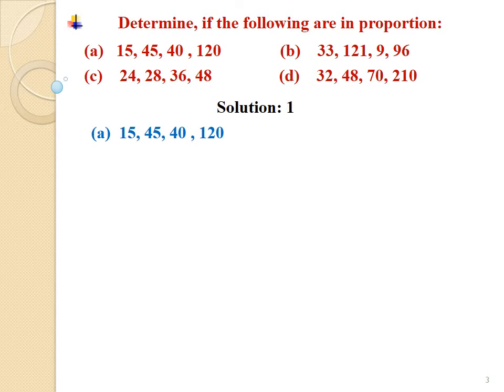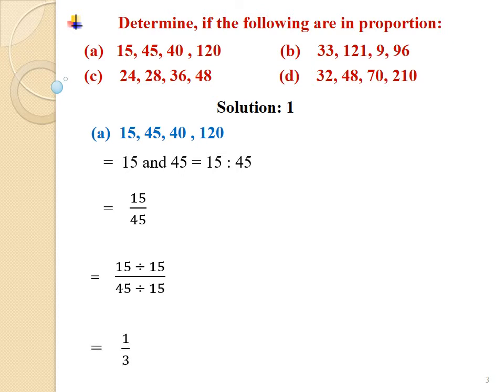Thus, 15 and 45 equals 15 is to 45 equals 15 upon 45. Now, reducing 15 upon 45 into simplest form by their HCF 15, we get 15 divided by 15 upon 45 divided by 15. Now, dividing 15 by 15 and also 45 by 15, we get 1 upon 3.